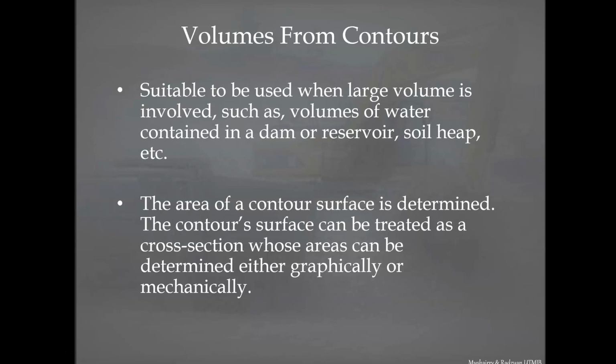So the area of the contour surface is determined. For each contour line, you have to determine the area that it contains. You can treat each contour line as a cross section, and you can find the area of a cross section using any of the methods we've discussed earlier, either graphically, mechanically, or using mathematics.